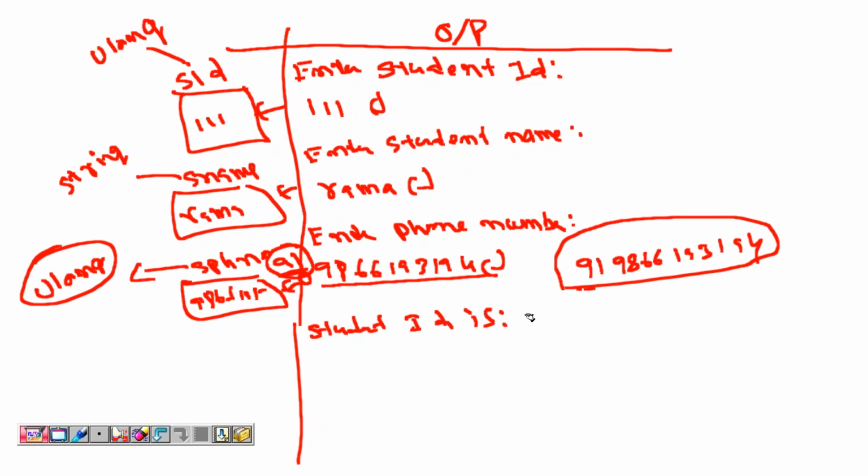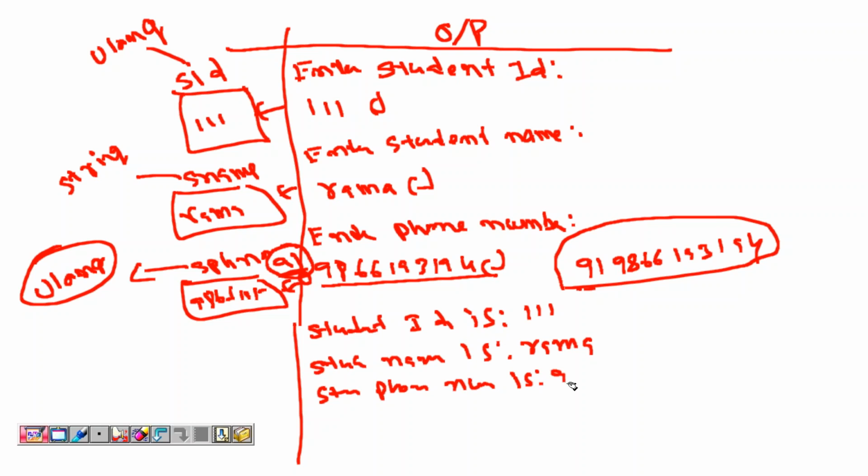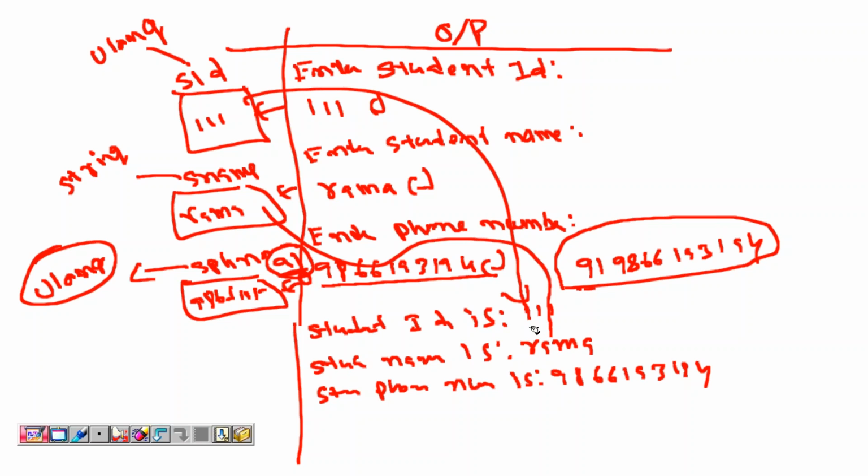Okay, sir. Table 1, and the student ID is, say, 111. Student name is Rama, and student phone number is, let's say, 9866193194 or some number. So you can observe here the student ID is coming from SID, student name is coming from SName, student phone number is coming from SPhoneNumber, and move the cursor to the next line.